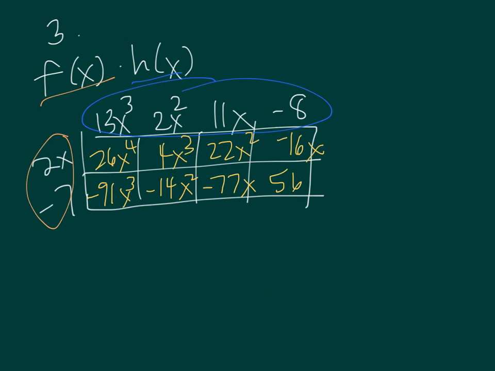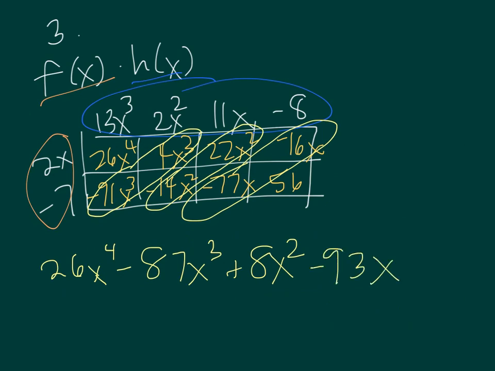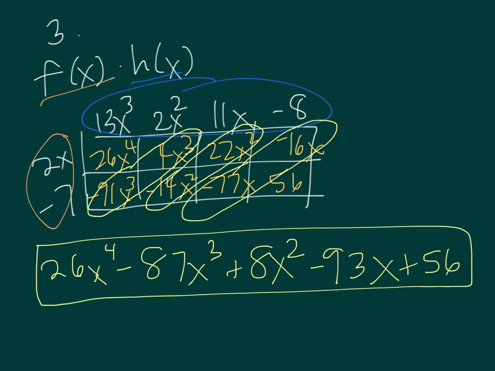So I'm just going to add my like terms, or actually I'll just kind of identify like terms first so they're easier to see. So these guys are like terms, they're both x cubed. These are both like terms, they're both x squared. And these are like terms, they're both x's. So I'm going to have 5 terms in my answer. I'm going to leave the 26x to the 4th alone because it doesn't have any like terms. I'm going to add up my x cubes, so I get negative 87x cubed. Add up my x squares, I get positive 8x squared. Add up my x's, I get a negative 93x. And then my 56 is going to stay behind. So that is my answer for the last one.